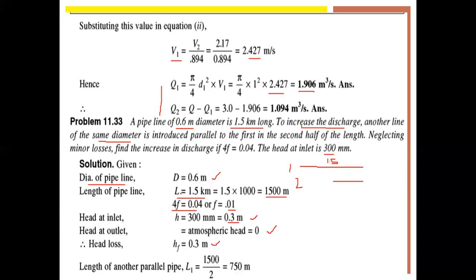So ఇక్కడ don't get confused. ఇక్కడ మీరు L1 అని వేసుకోవచ్చు, L2 అని వేసుకోవచ్చు. ఇక్కడ L వేసుకున్నారు కాబట్టి మీరు L1 అని పెట్టుకోండి. Therefore half అన్నాడు. చూడండి, second half of the length. The first in the second half. So therefore 1500 by 2, second pipe length is 700 meters.